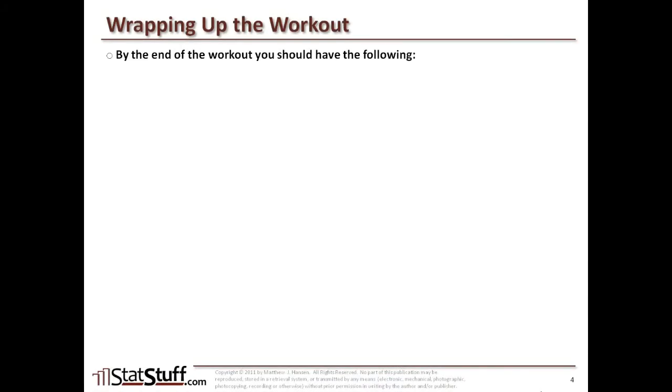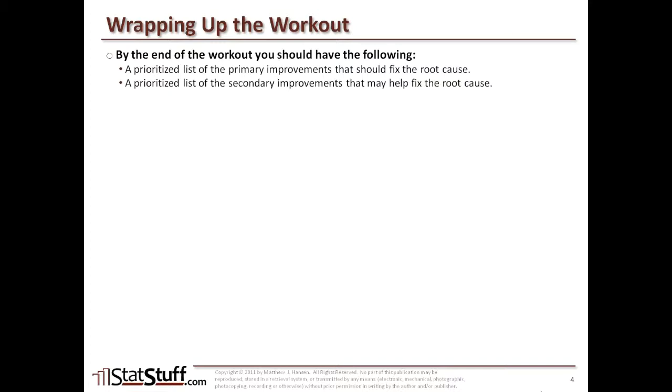By the end of the workout, you should have several things. First of all, you should have a prioritized list of the primary improvements that are going to fix the root cause. You should also have a prioritized list of the secondary improvements that will help fix the root cause. Now, you should also have agreement by the team, as well as the champion and the sponsor, on all these improvements that you've identified that you want to implement.